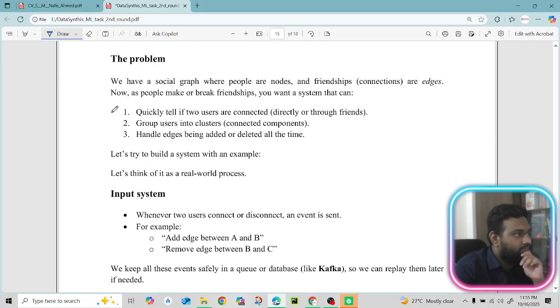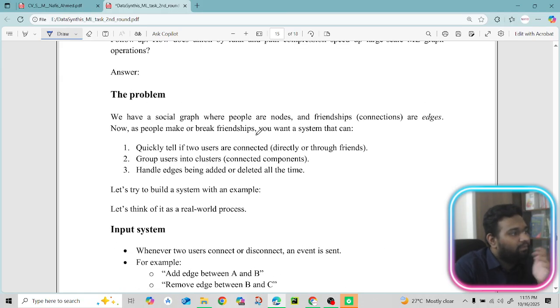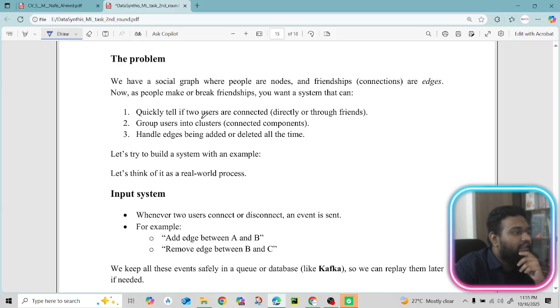Let's see. The problem says that we are using a social graph where people are the nodes, and friendships and connections are the edges. So we need to quickly tell if two users are connected, group users into clusters, and handle edges being added or deleted all the time. So how am I going to build the system?